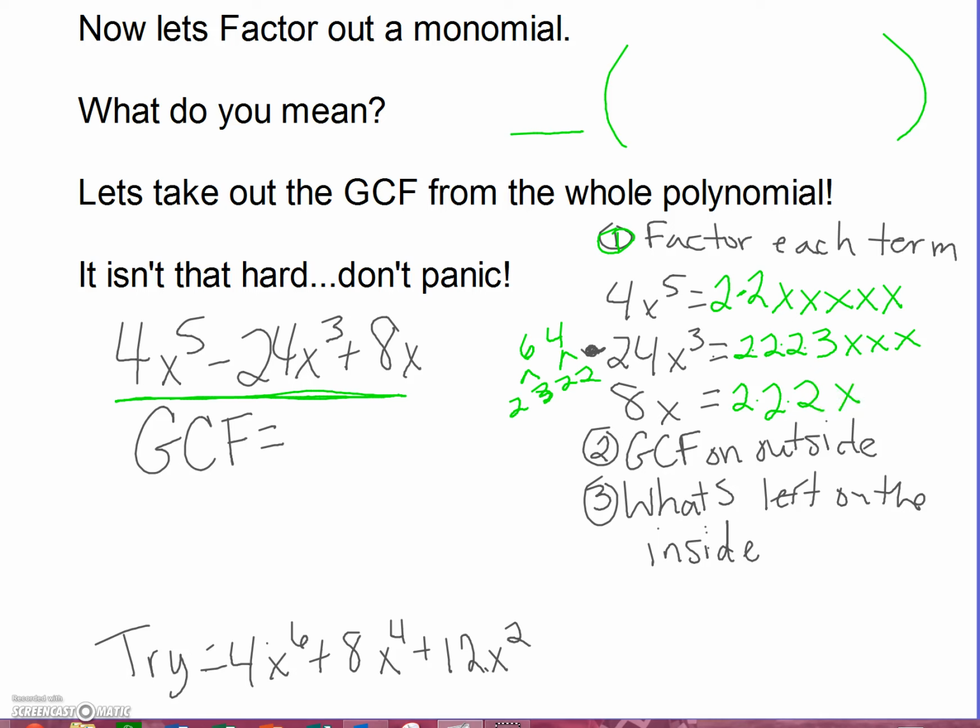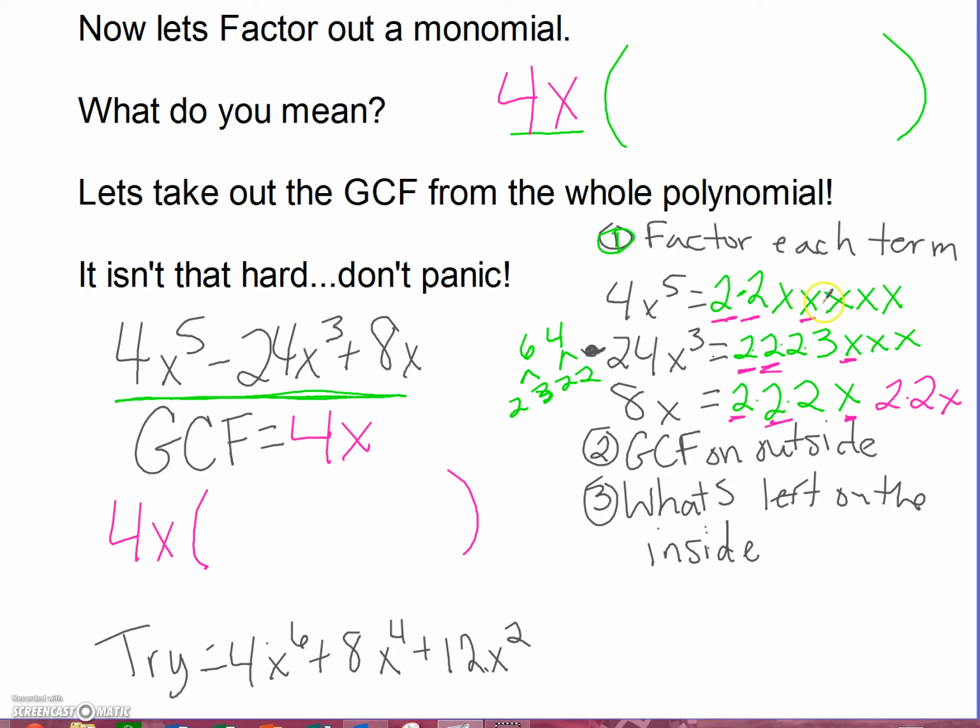So if we change colors, what do they have in common? Okay, they have 1, 2. They have 2 2's. And we have 1 x. Okay. So what is my greatest common factor? 2 times 2 times x. So 2 times 2 times x, which gives me 4x is my greatest common factor. Okay, so now my greatest common factor, we're going to pull that to the outside. We're going to put what is left on the inside.